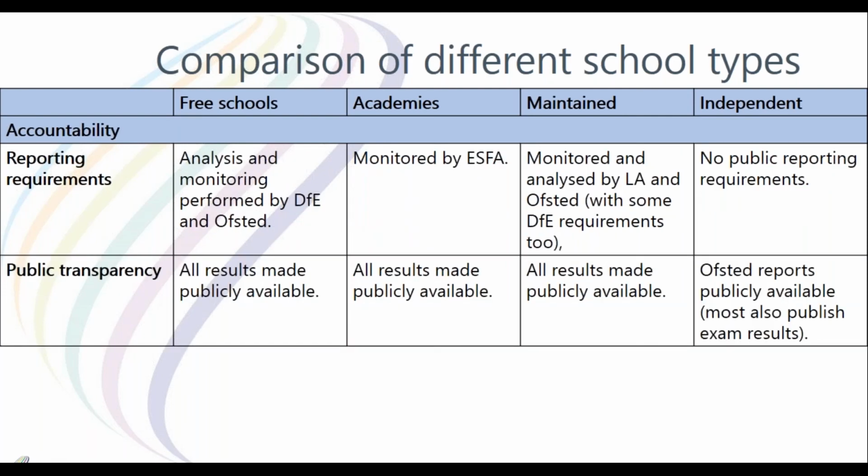Just quickly moving on through the last few sections now. Reporting requirements. So in terms of accountability, for free schools, analysis and monitoring is performed by the DFE and Ofsted. For academies, everything's monitored by the ESFA. For maintained schools, it's essentially the local authority and Ofsted performing their function as regulators of pupil outcomes. And in terms of public transparency, all results are made publicly available, for free schools, academies, and maintained schools.